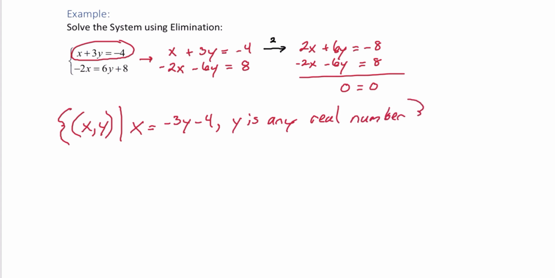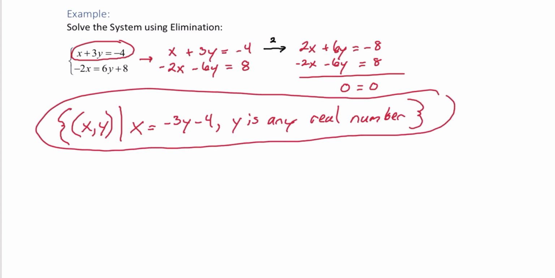Then we close off the set, and this big mess is your answer. It's a fancy way of saying there's an infinite number of solutions, but we've defined some conditions on those solutions.